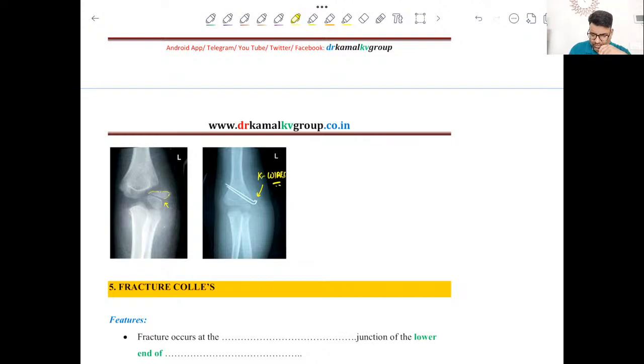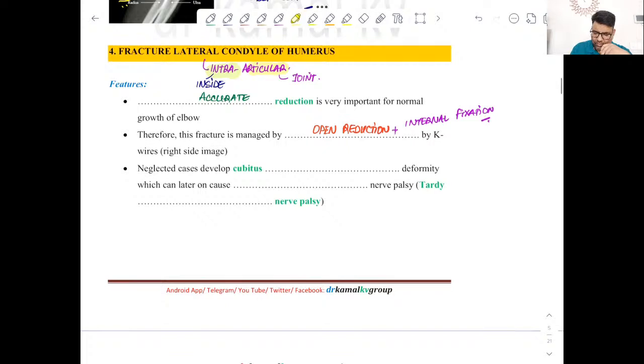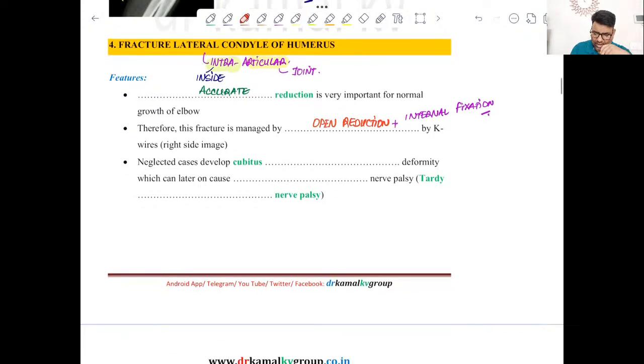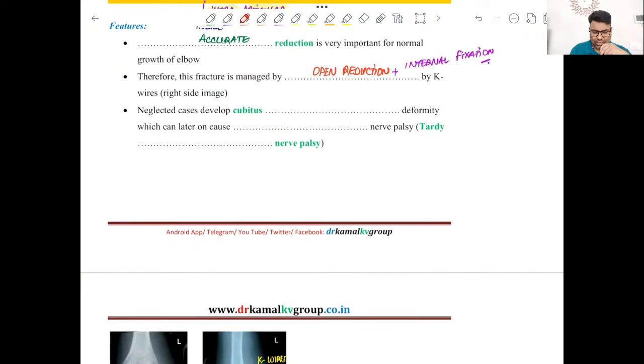Now you can see these K wires are curved because it makes sure that there is no internal migration of the nails, and moreover it makes removal of these wires easy later on. So we need to do ORIF with K wires, and yes, this is the case here.